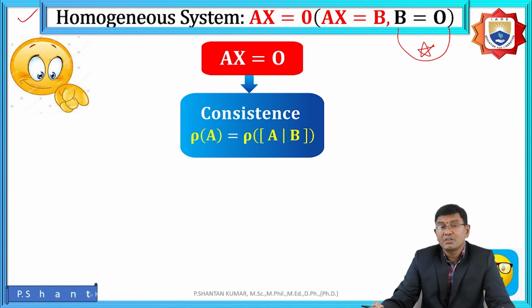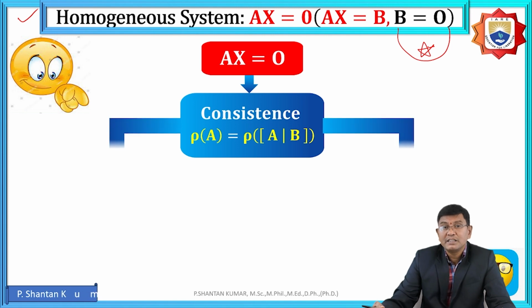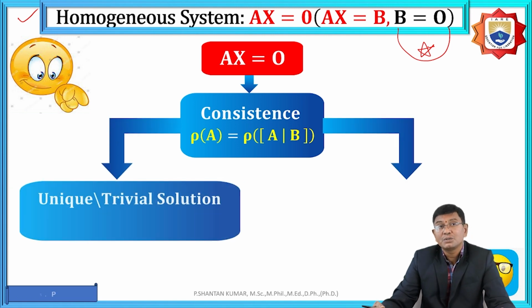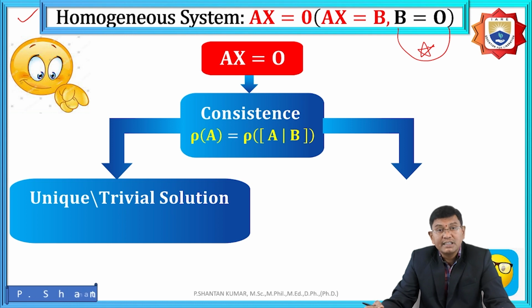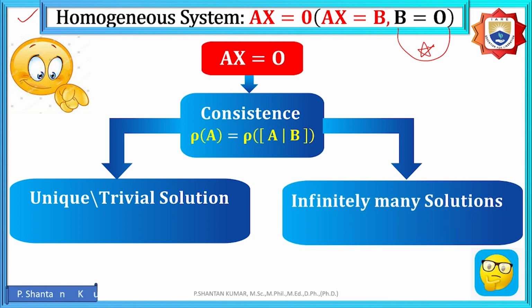Rank A is equal to rank AB, and here, based upon this, it is trivial and also non-trivial. That means it is a unique solution and also infinite solutions. An infinite solution is nothing but a non-trivial solution. And what is the meaning of that? Rank A is equal to rank AB, and here also B is nothing but 0.